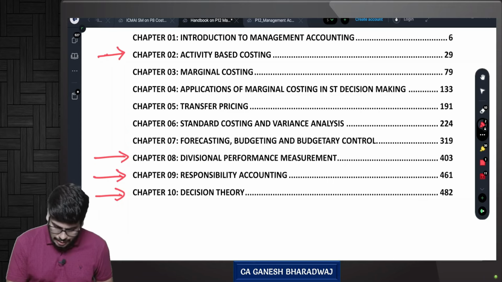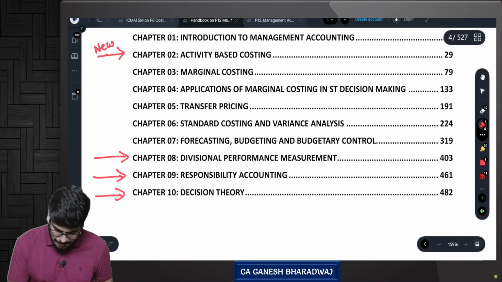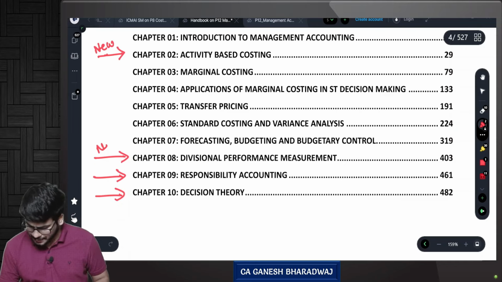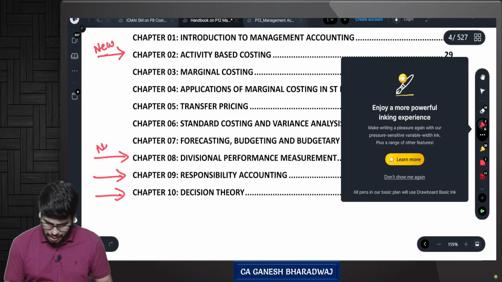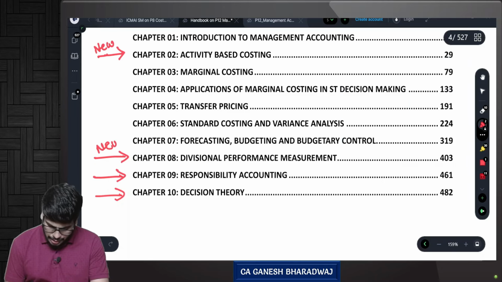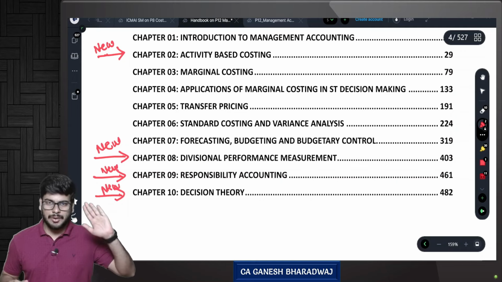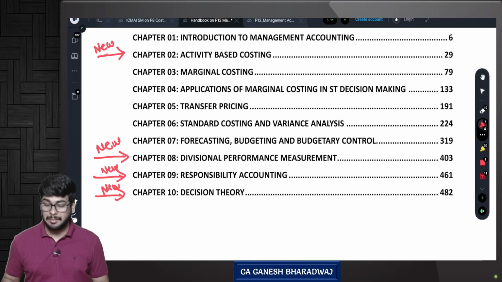Clear? So these are all new chapters in your CMA intermediate. So obviously when something has been introduced for the first time, it means that the importance is slightly more. So we will go on that assumption. These four chapters are the new chapters introduced for the very first time in your CMA intermediate.